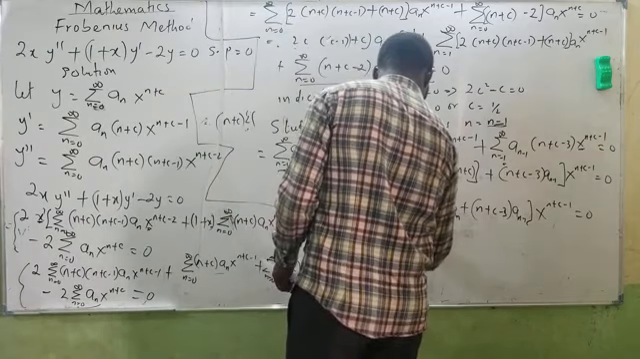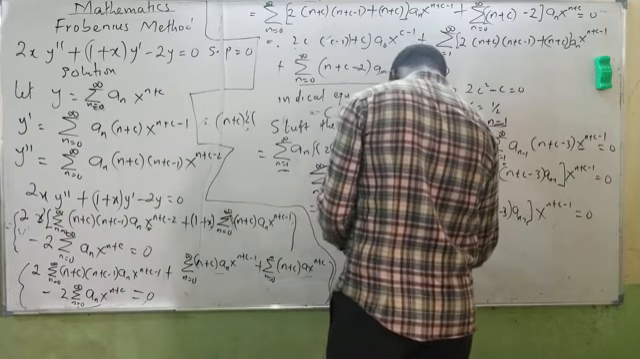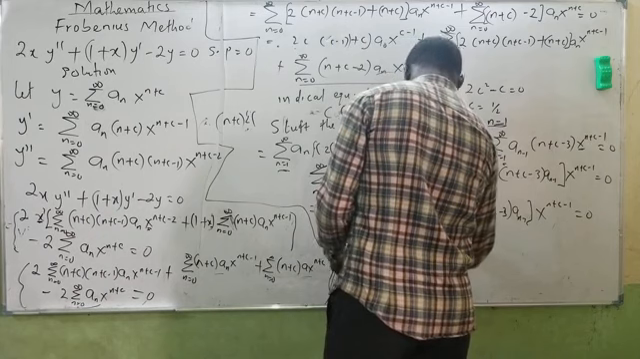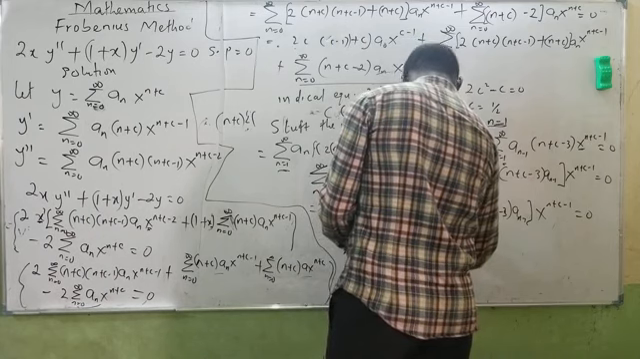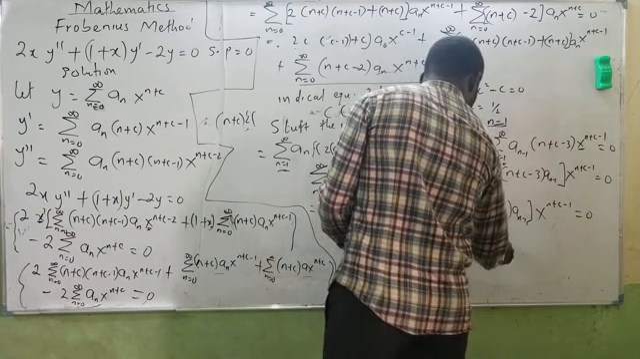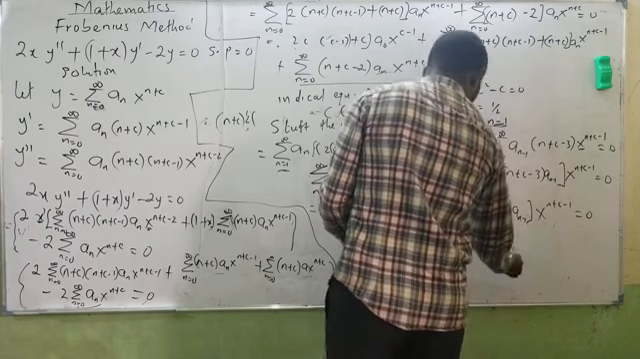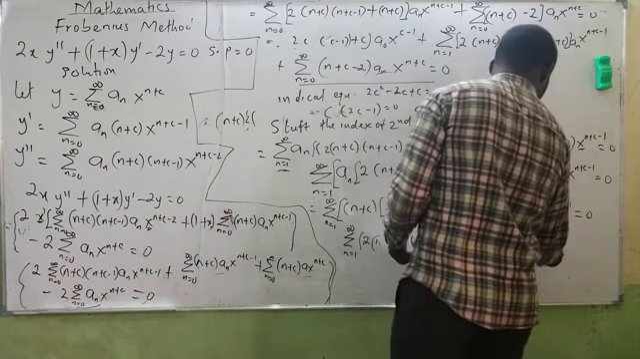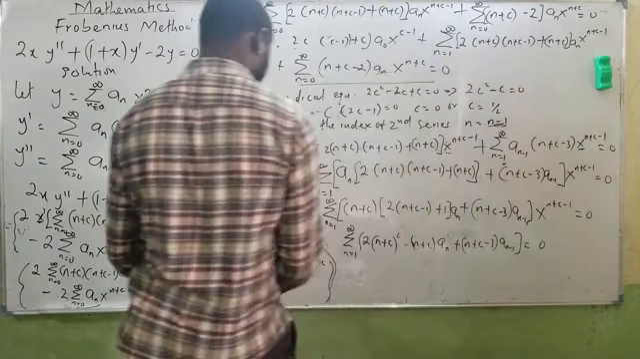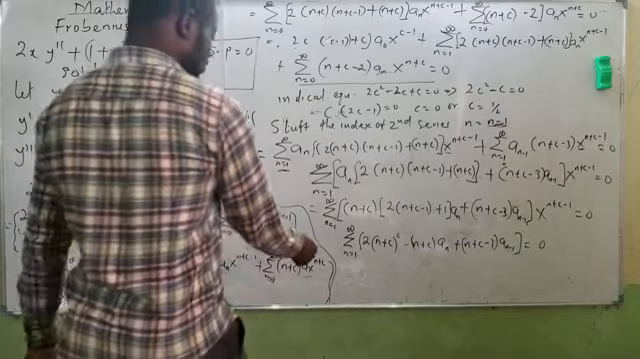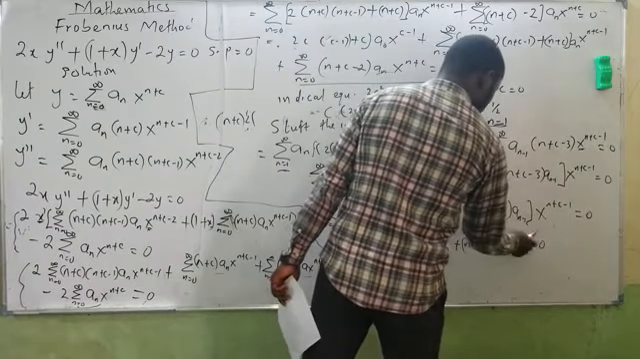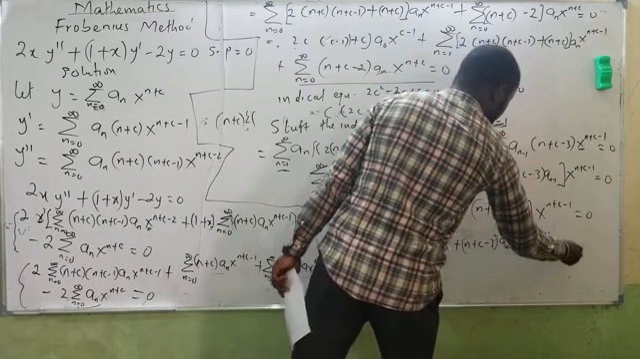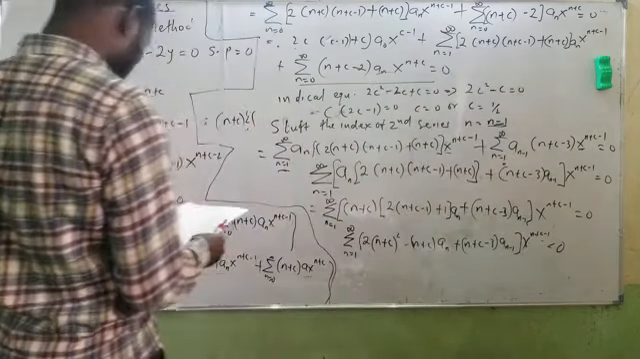Now, since I have that, I can continue by having minus n plus c of a of n plus n plus c minus 3 of a of n minus 1, which is bracket of equals to 0. Now, at this point, I can say that this will be equals to 0. This x raised to power n plus c minus 1 equals to 0.